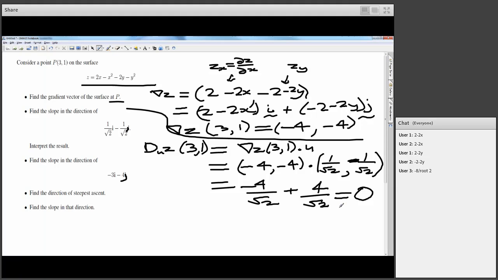What does that mean? The question here says interpret the result. So basically, we've picked the direction, and we found that the slope in that direction happens to be 0. What does that mean? Well, it means that if you're walking along the surface in that particular direction, you're not going uphill or downhill, you're staying at the same height. So you're not changing your height in that direction. That's what the 0 means.